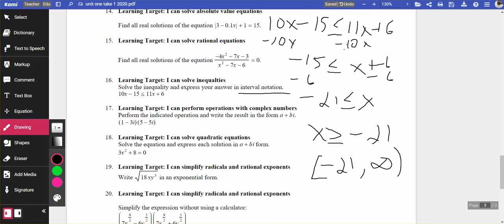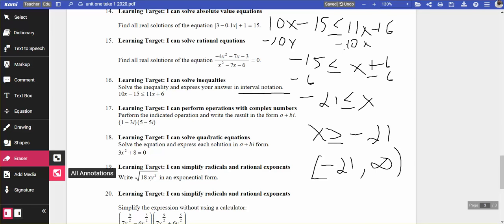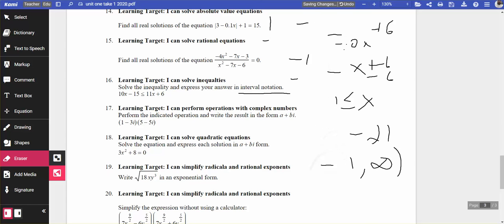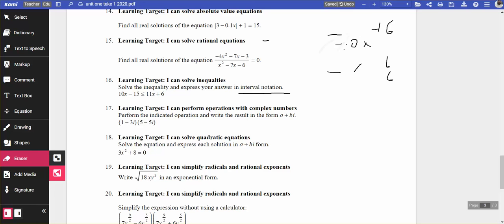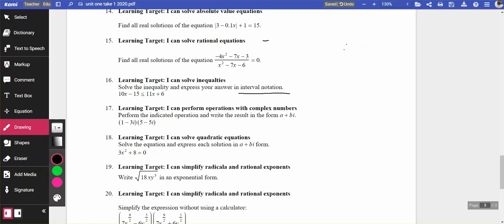Going on to number 18, number 18 says solve the equation, expressing each solution in a plus bi form. That means that you can't say that you have no real solutions, because they ask you to put it in a plus bi form. So you're going to get complex answers, which we've done before. So you can solve this any way you want.